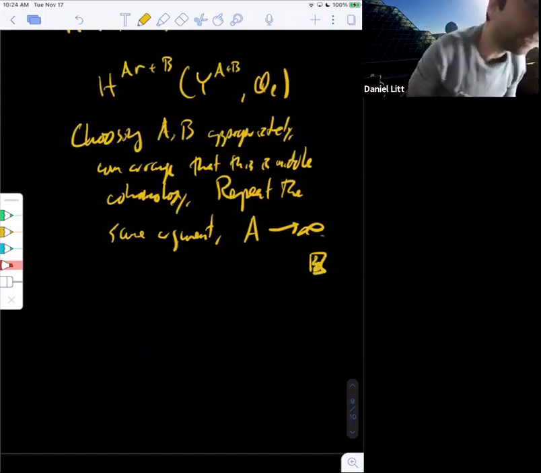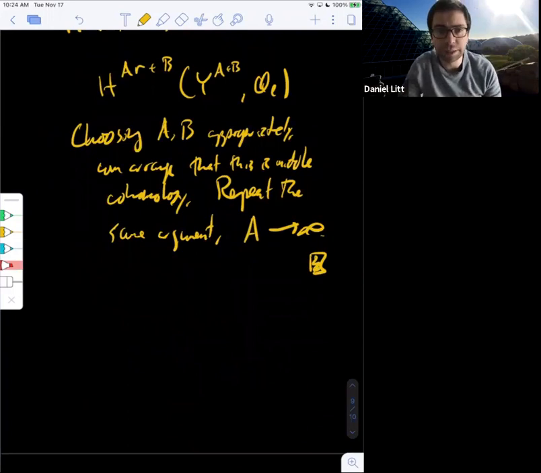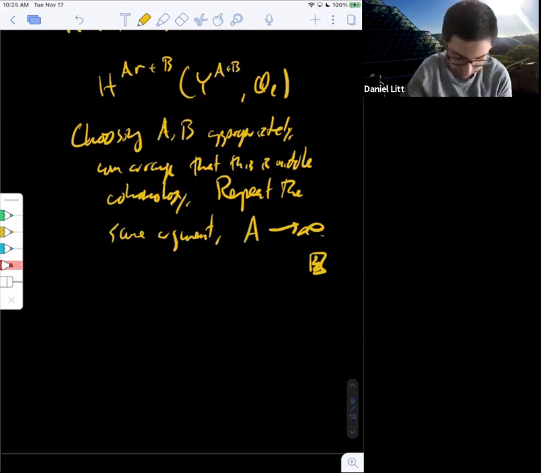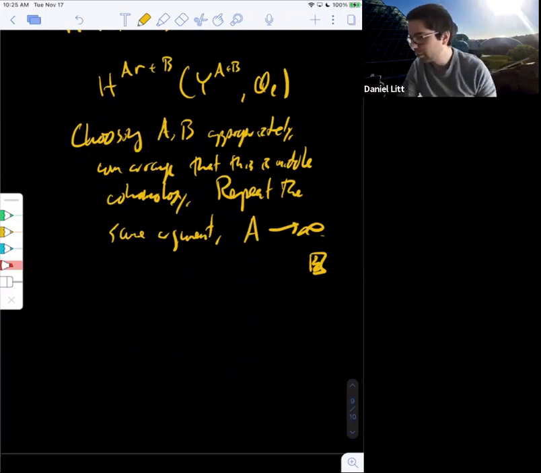This is actually not the approach that Milne takes, but it's a little bit softer, so I figured I would do it this way. All right. Are there any questions?